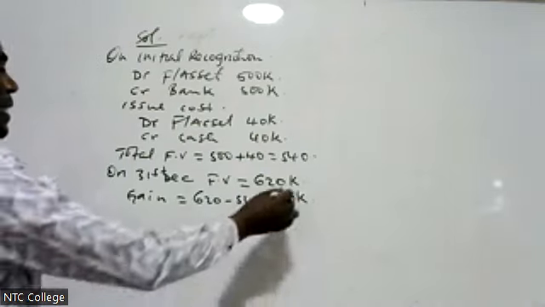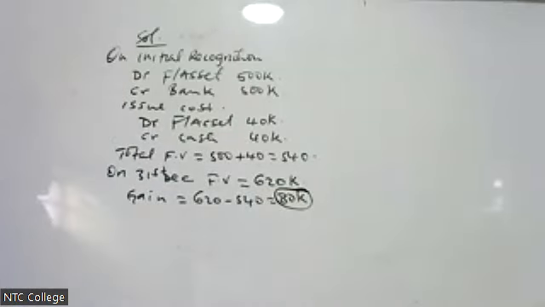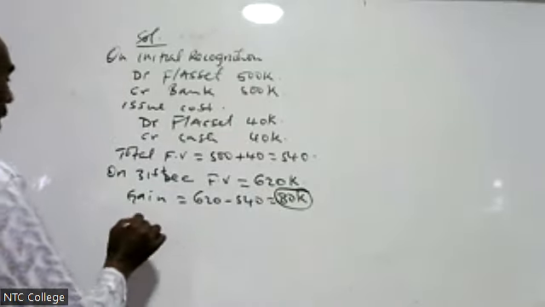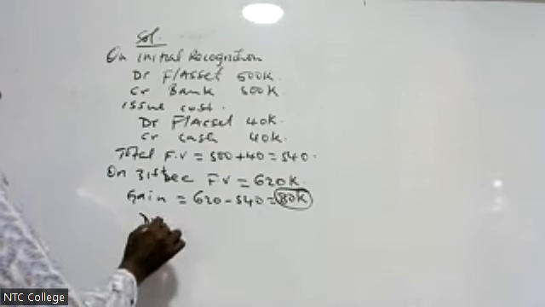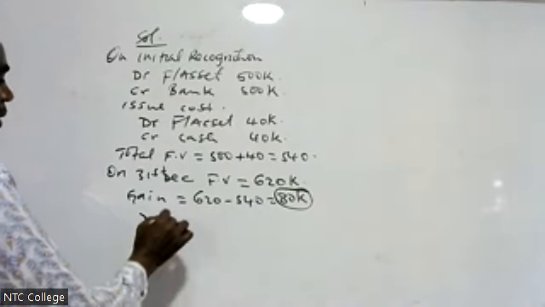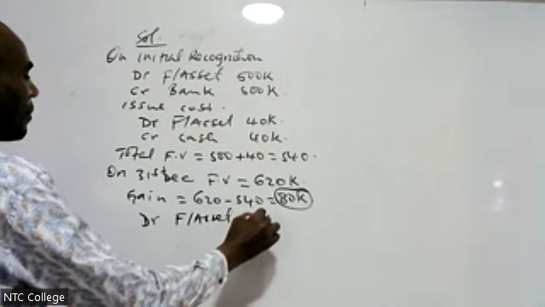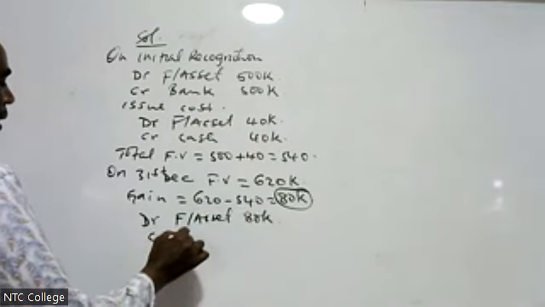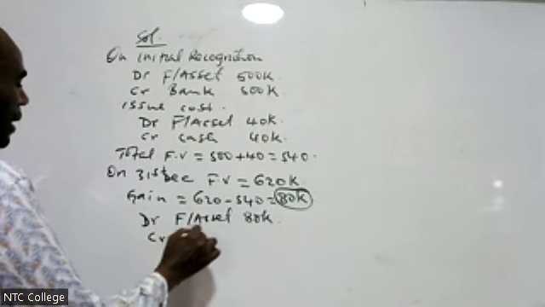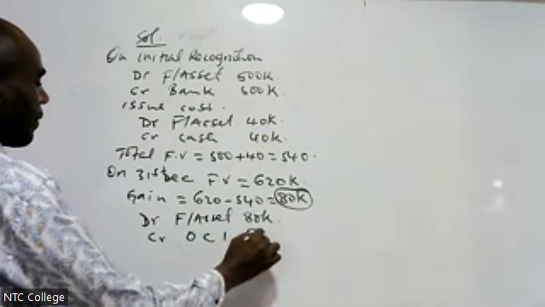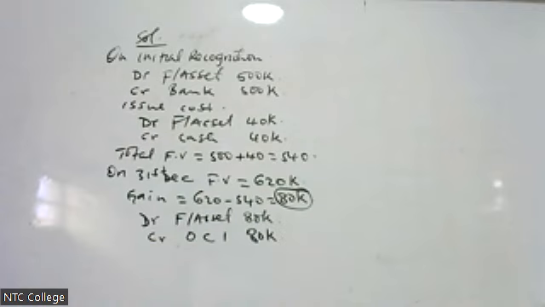Therefore, this gain is recognized through OCI. With the gain, I'm going to debit financial asset with 80K. I credit OCI, other comprehensive income, with 80K.